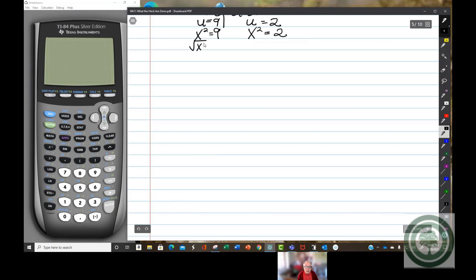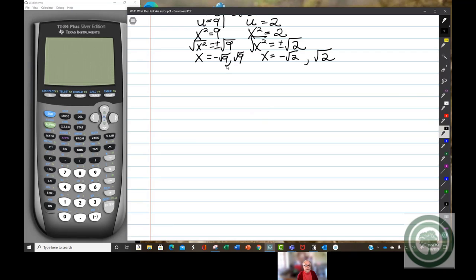The square root of x squared equals plus or minus the square root of 9. And the square root of x squared equals 2, equals plus or minus the square root of 2. So the square root of x squared is x. We'll have x equals negative the square root of 9 and positive the square root of 9. Over here, the square root of x squared is x. So x equals negative the square root of 2 and positive the square root of 2. Now I know what the square root of 9 is, it's 3. So x is going to equal negative 3 and positive 3.